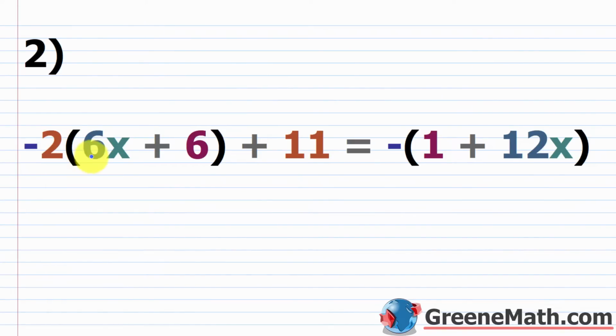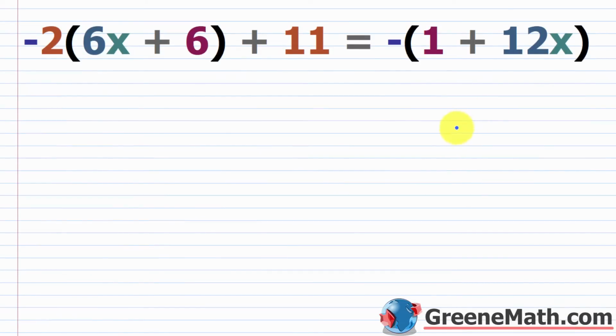Let's look at problem number 2. So we have negative 2 times the quantity 6x plus 6 plus 11. This is equal to the negative of the quantity 1 plus 12x. All right, let me slide down here. Again, I'm just going to clean up with the distributive property. Negative 2 times 6x is negative 12x. Then negative 2 times 6 would be minus 12. And then we have plus 11 here.